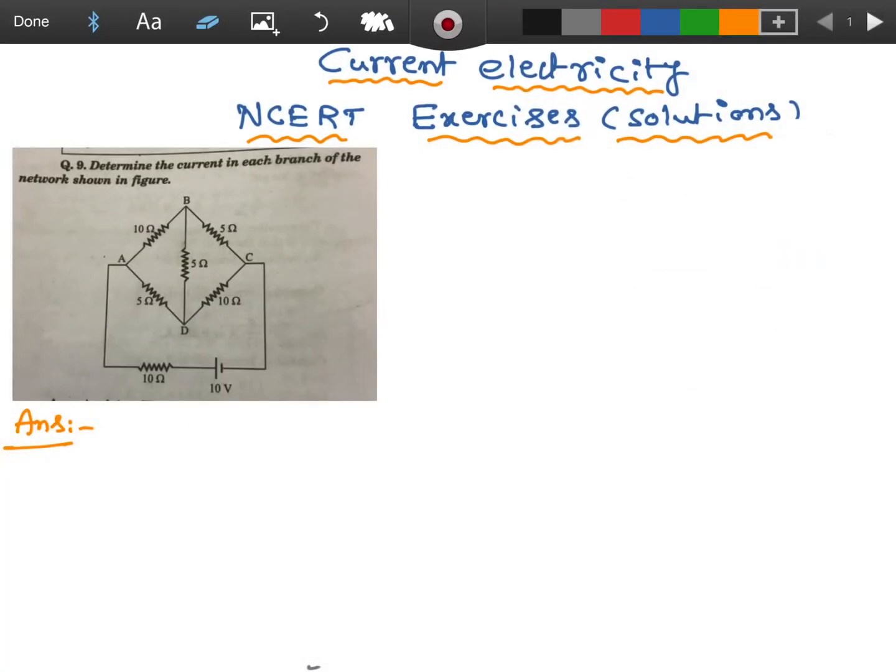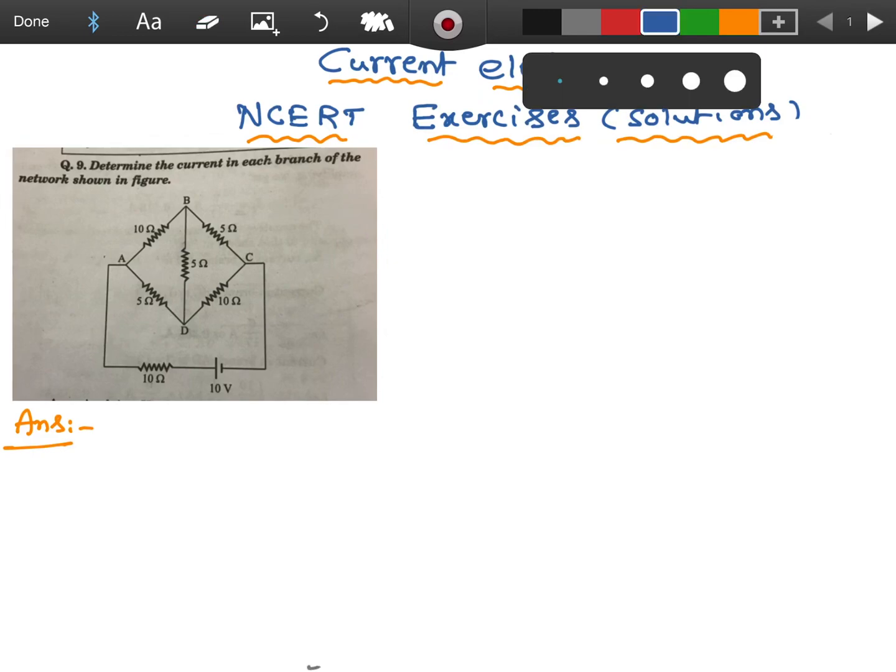Hi students, here we are going to do current electricity NCERT exercise question number 9. Let us start. Here they are asking to determine the current in each and every branch of the network shown in the figure. I think it looks like a Wheatstone bridge. Let us check whether it is a balanced Wheatstone bridge or not.